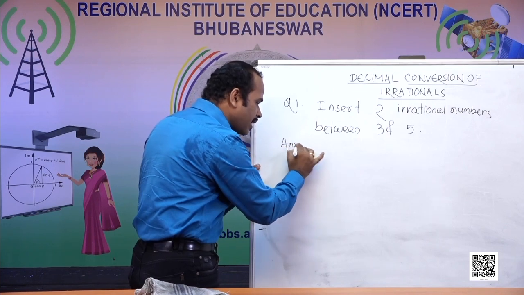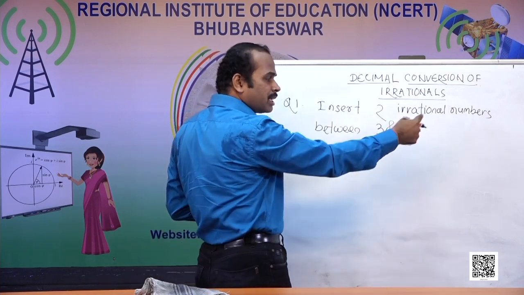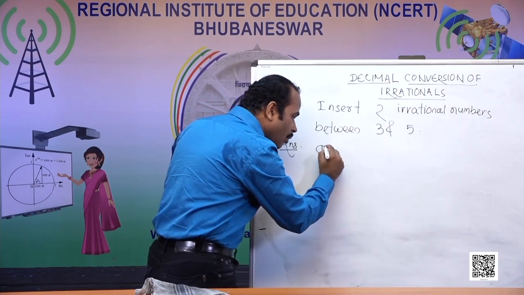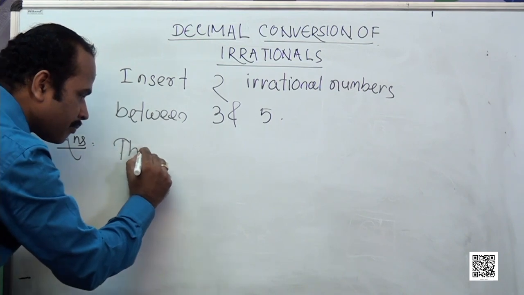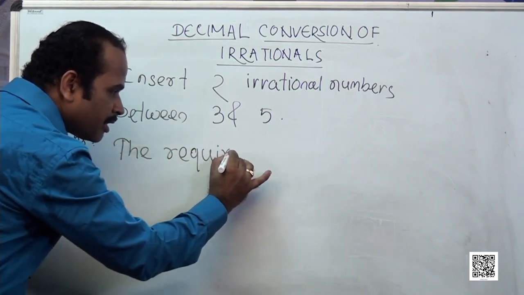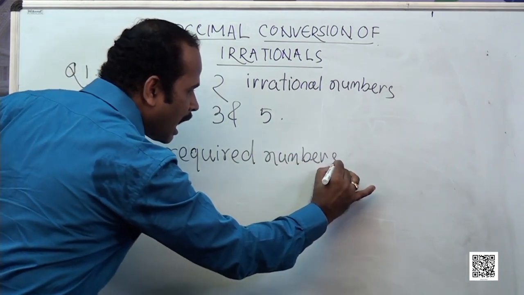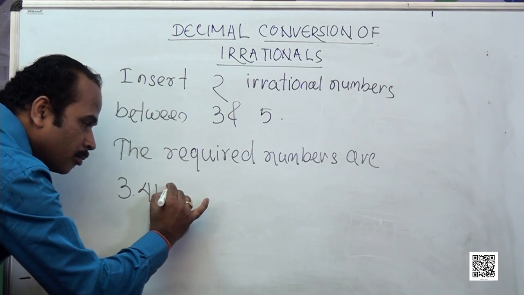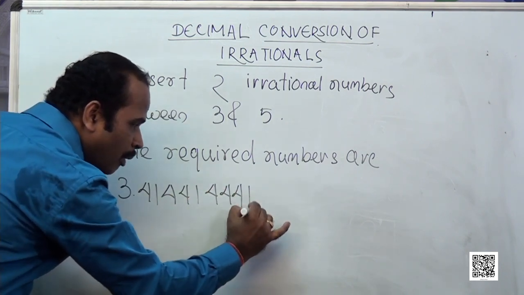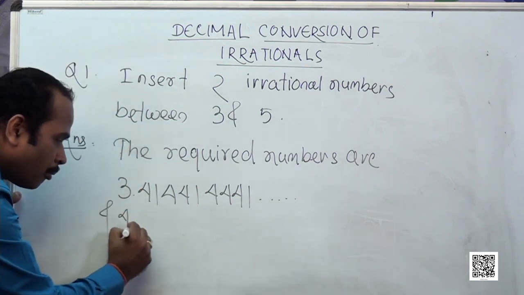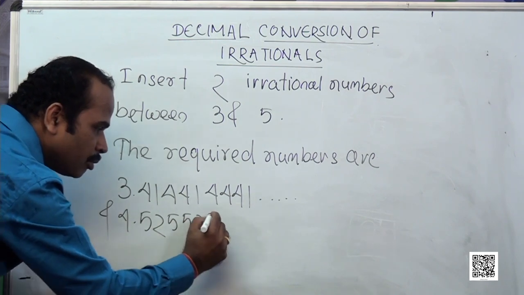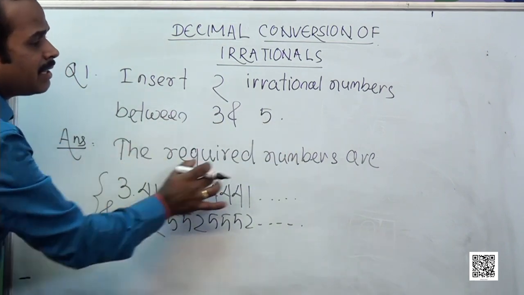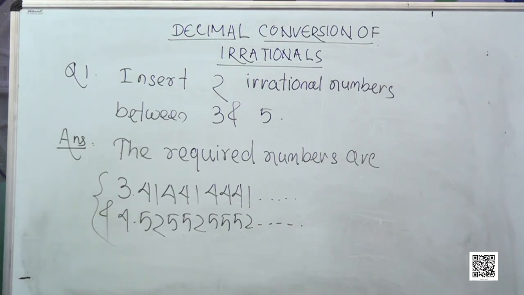Very easily we can find them. How will we find it? Now we have to find the value of an irrational number which is more than 3. As we have already learned, we can express an irrational number in decimal form. So I can write the required numbers as 3.414441 and so on, and 4.525255552 and so on. Look at these numbers, now they lie within 3 and 5, and they are irrational numbers.